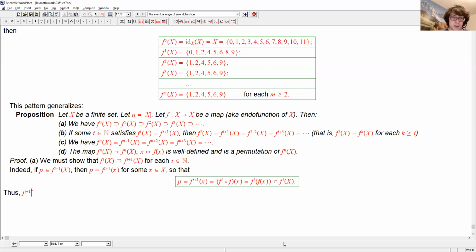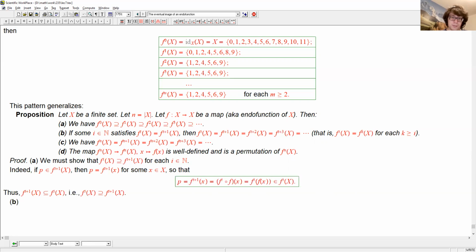Therefore, f^(i+1)(X) is a subset of f^i(X). So basically, this is saying if p is an image under f^(i+1), then it's also an image under f^i, because f^(i+1), as they say, factors through f^i. So you can just cut off the last f, basically. And this means the same as f^i(X) contains f^(i+1)(X). So part A is done.